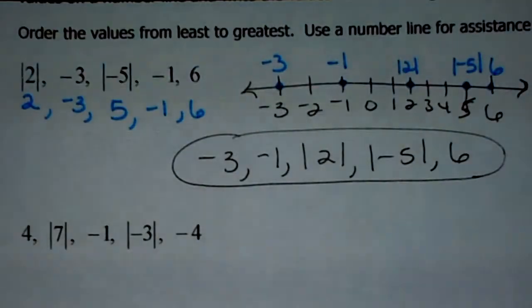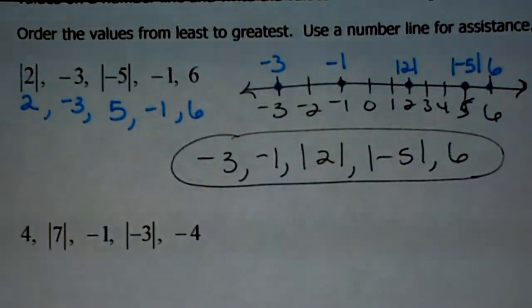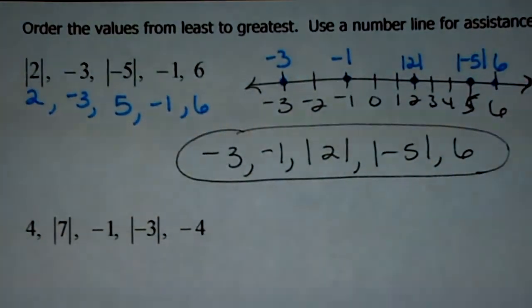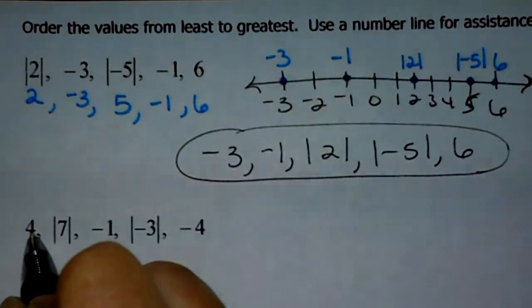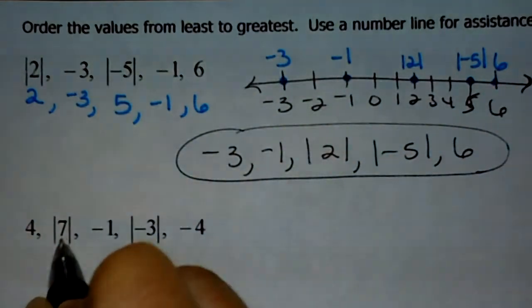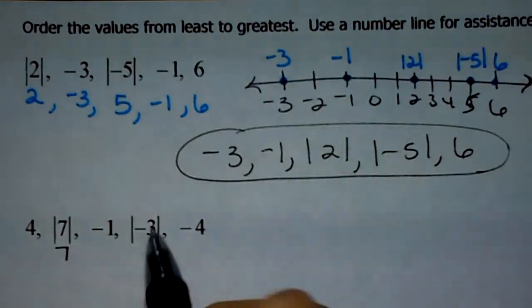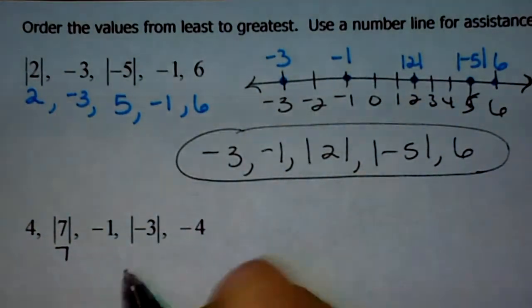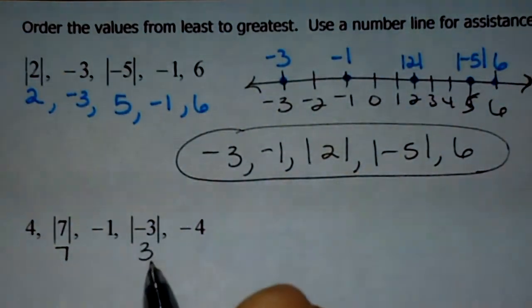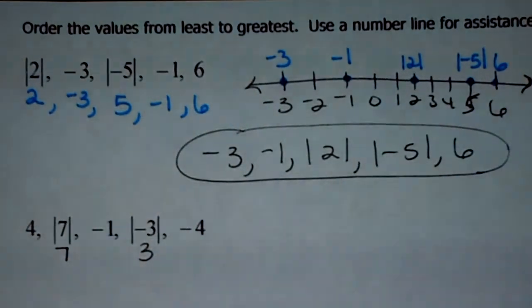All right, so take a look at the next one. Again, I want to order these from least to greatest. So let's first get rid of these absolute value symbols. I have 4. The absolute value of 7 is 7. This -1 doesn't change. The absolute value of -3 is 3 because it's 3 away from 0. And then I have a -4 here.